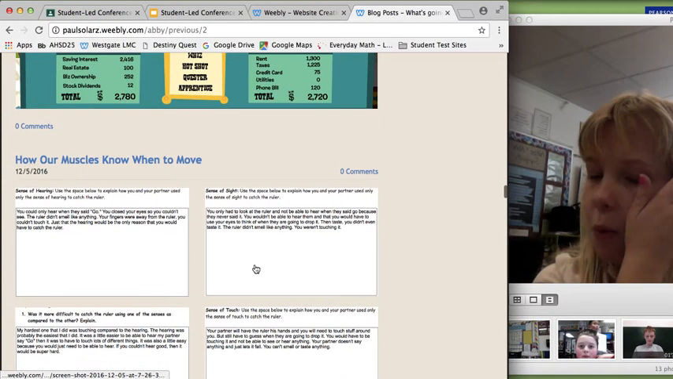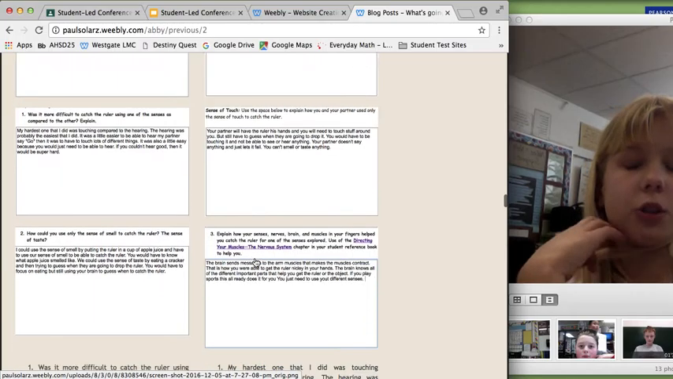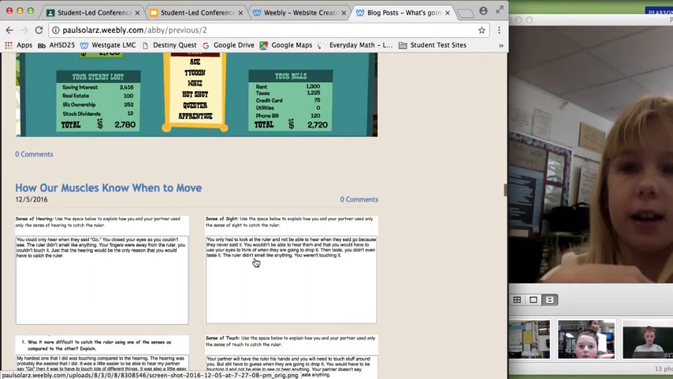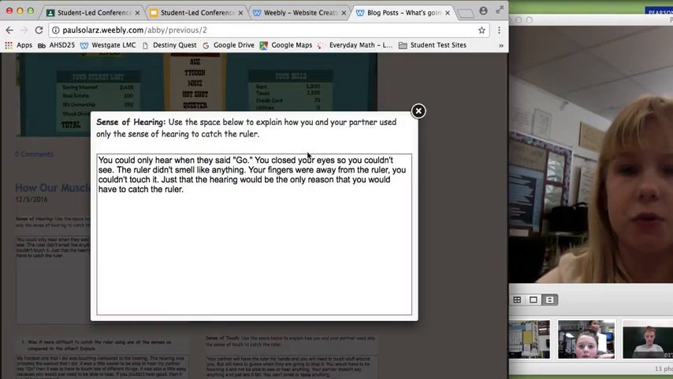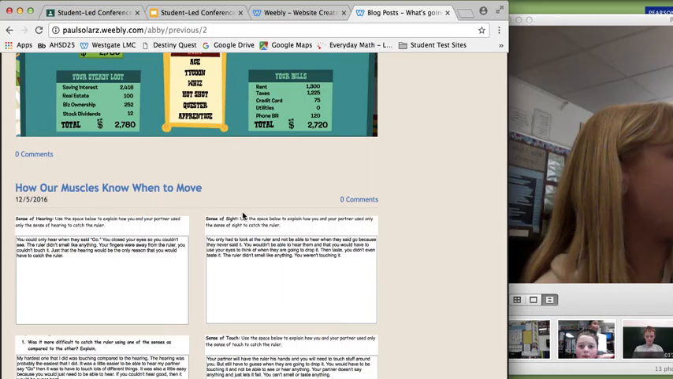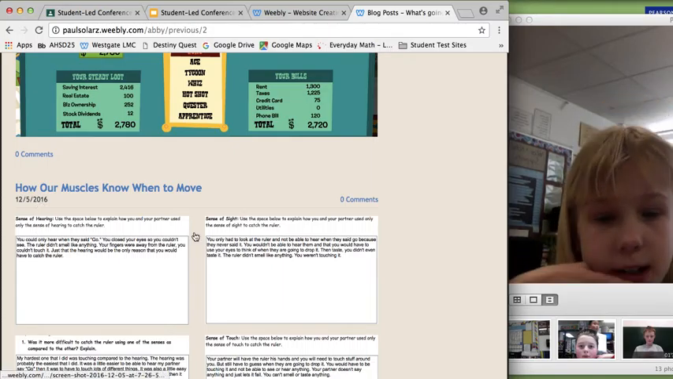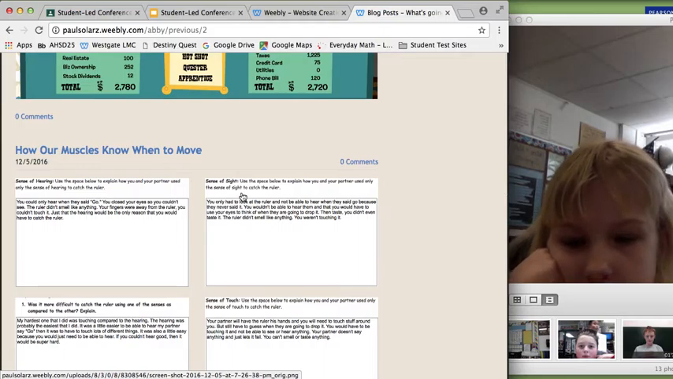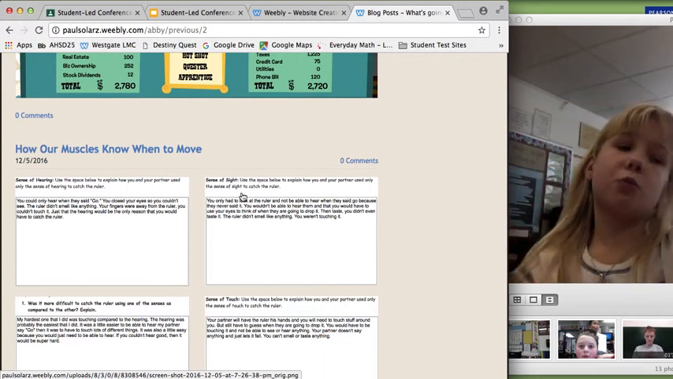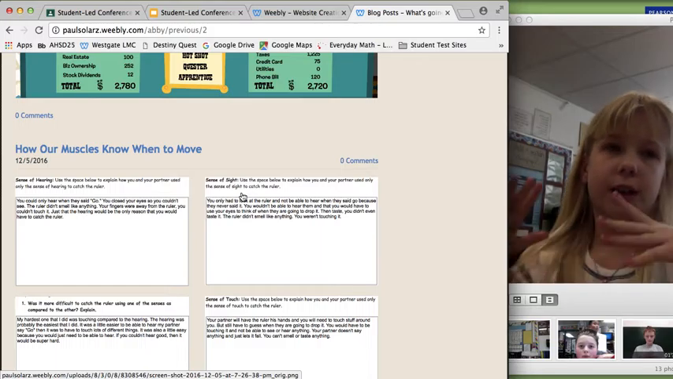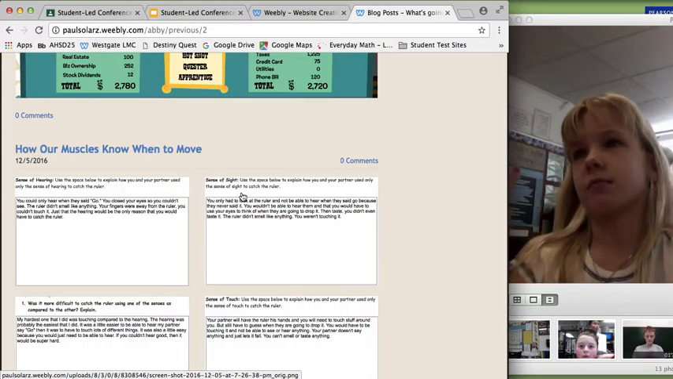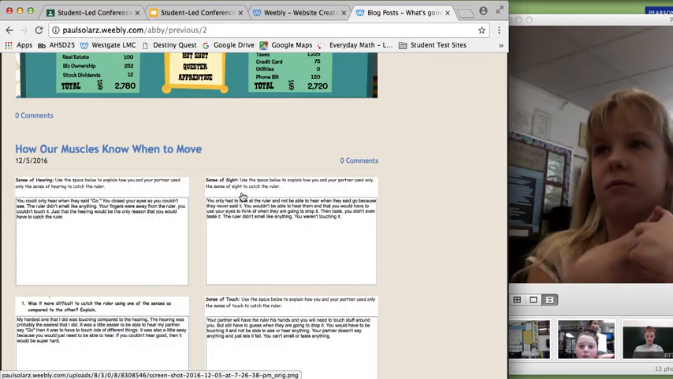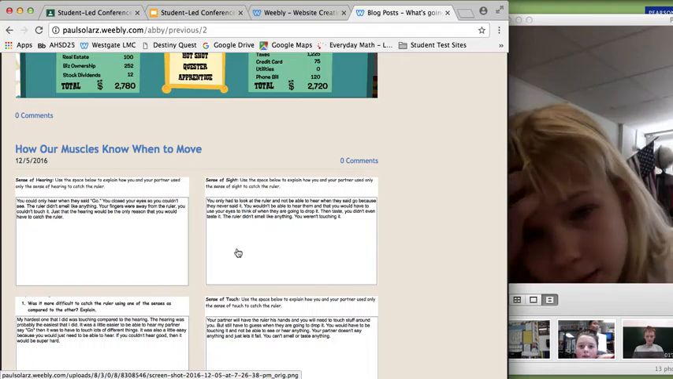How our muscles know when to move. So we used Science Companion Prime, and if you click on these, you can see them bigger. And we did a sense of hearing, sense of sight. Was it more difficult to catch the ruler using one of the senses as compared to the other? So we also had to use one of your senses and not the other. So use touch and not smell, and listen and taste, and then we have sense of touch.